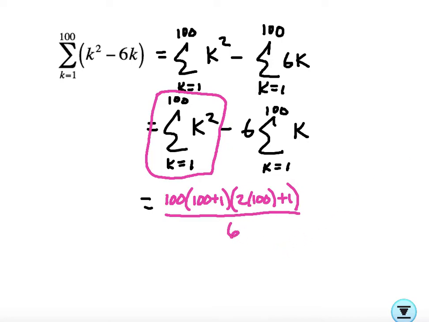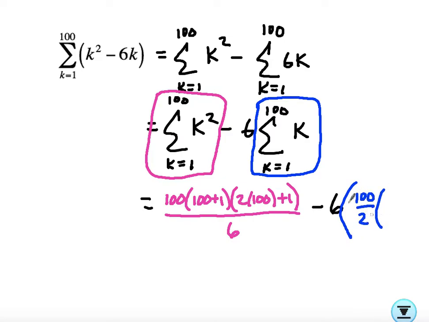Okay, and then I have a minus 6, and then I'm going to do this summation right here in blue. This is just k, which is arithmetic. So I would do the number of terms, which is 100, divided by 2. The first term is what I get by plugging in this bottom number, 1, and the last term is what I get by plugging in the top number, 100.